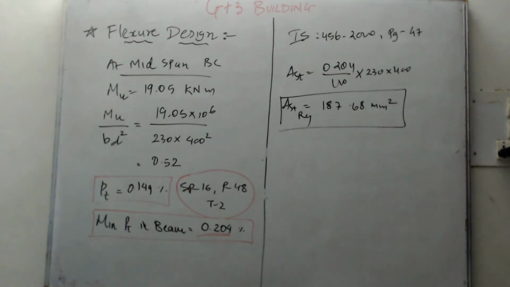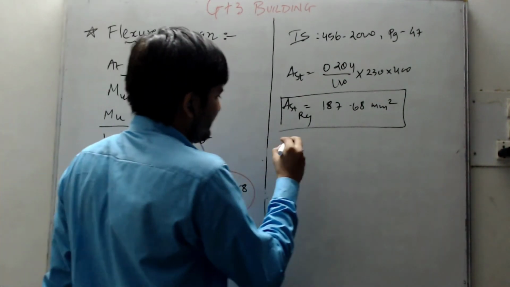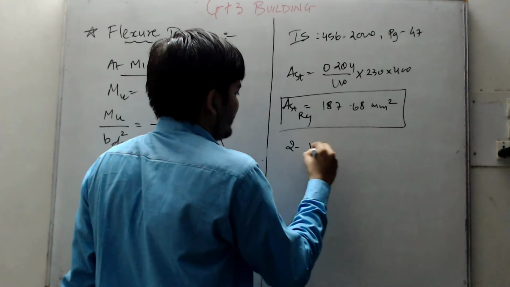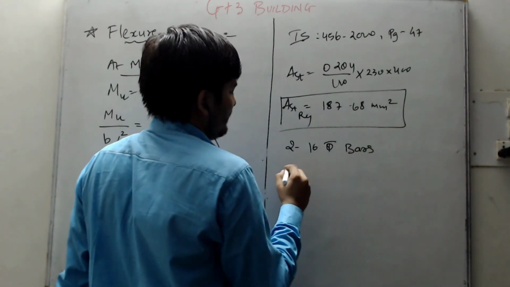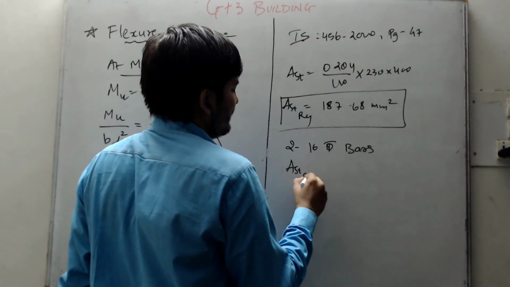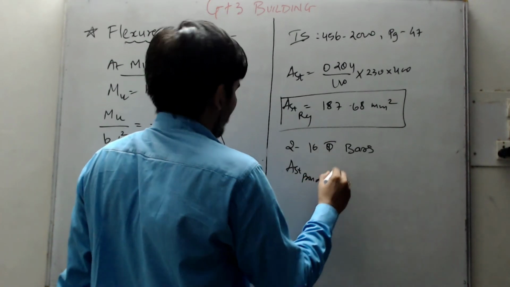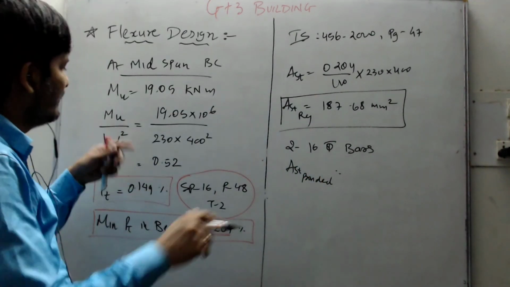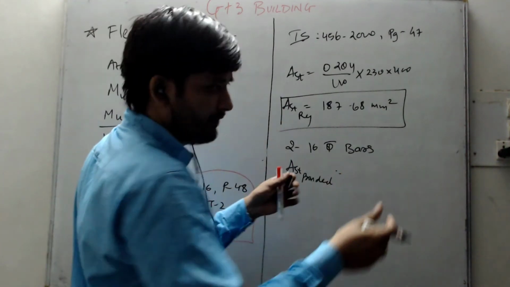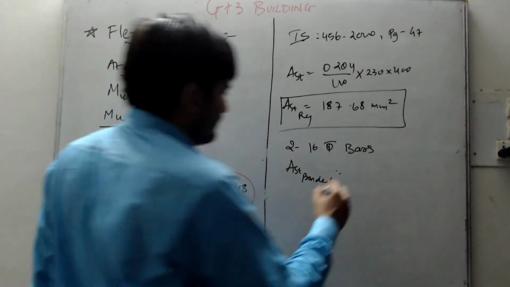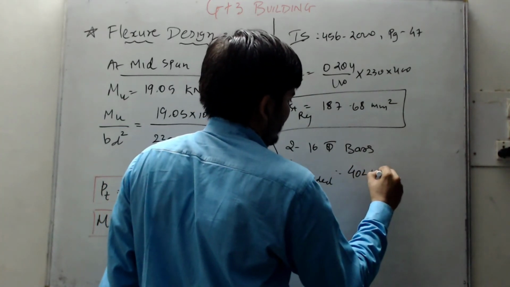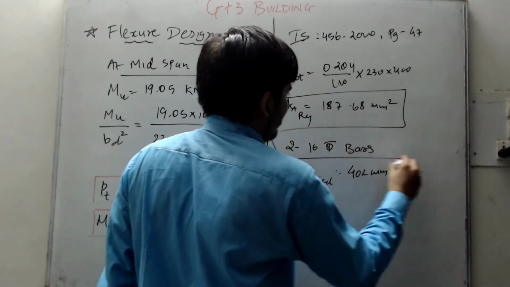So if I provide two numbers of 16 mm bars, the area of steel provided will be half of the previous one, right? Which is 804, I think. Yes, so it is 402 mm square at bottom. This will be the area of steel provided, which is more than the area of steel required.